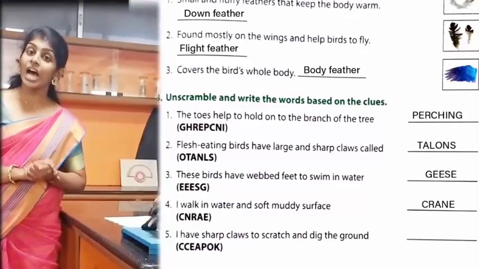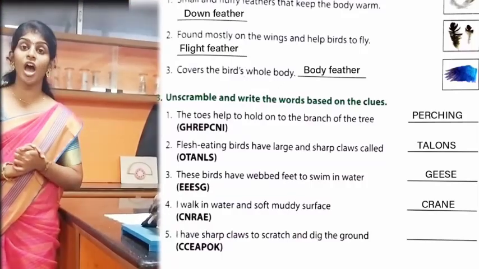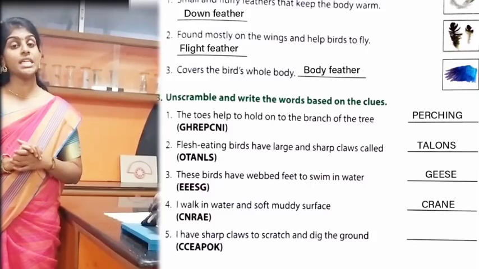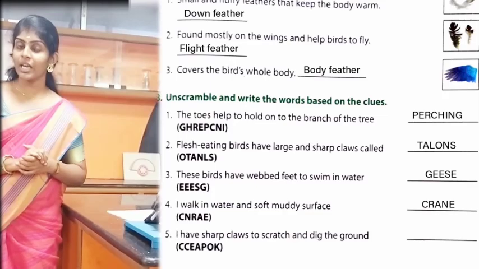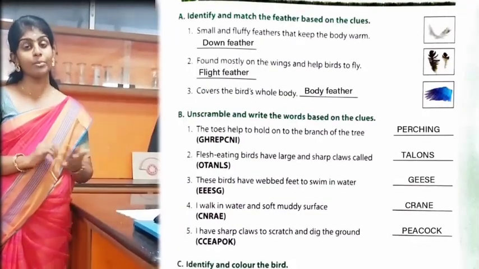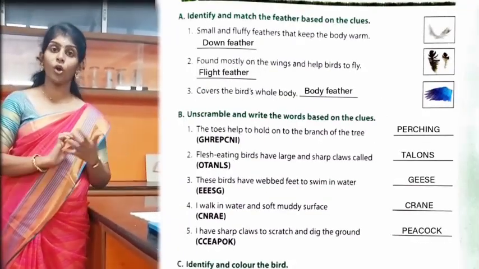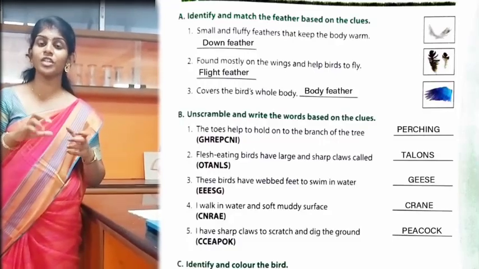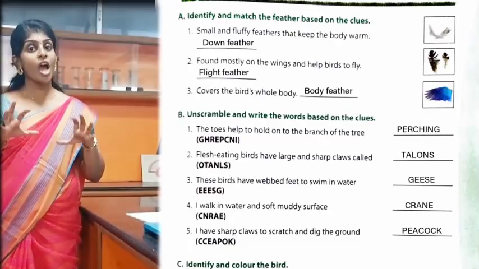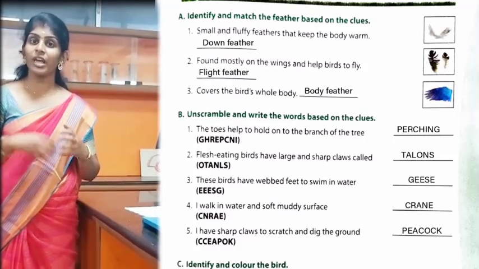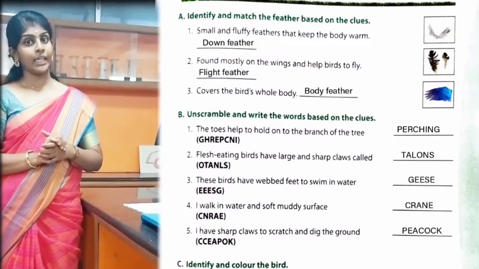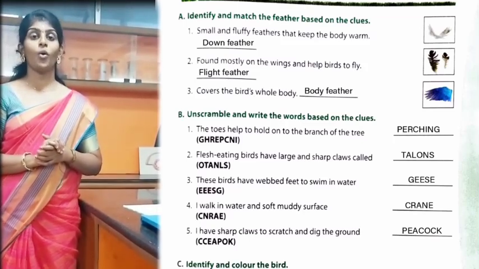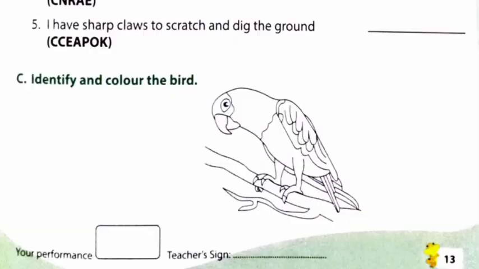These birds are otherwise called wading birds. And the last clue is I have sharp claws to scratch and dig the ground. So what bird is it? It is peacock. Hen is also an example, but here we have the spelling of peacock. So these birds are scratching birds. These birds have sharp claws to scratch and dig the ground. So what is the spelling of peacock? P-E-A-C-O-C-K. Peacock.